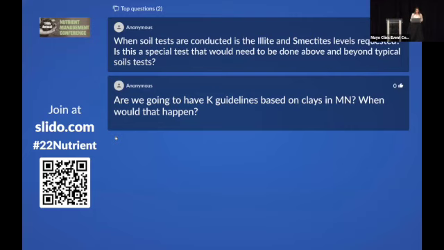All right. First question: when soil tests are conducted, are the illite and smectite levels requested? Is this a special test that would need to be done above and beyond typical soil tests?